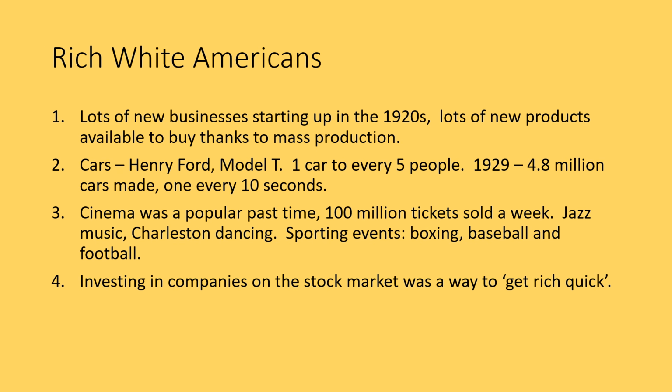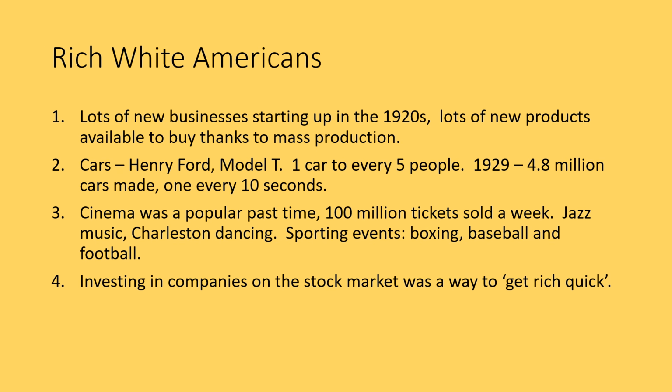We talked previously about lots of businesses starting up in the 1920s, and one of the ways that rich white Americans were a big factor in this was that they were able to invest their money in these new companies and new businesses that were starting out on the stock market. And for much of the 1920s, the stock market was seen as a way to get rich quick. That you could get a return on your investment pretty quickly.